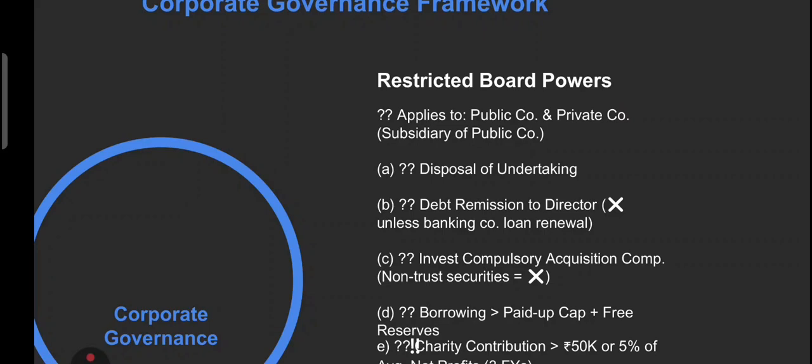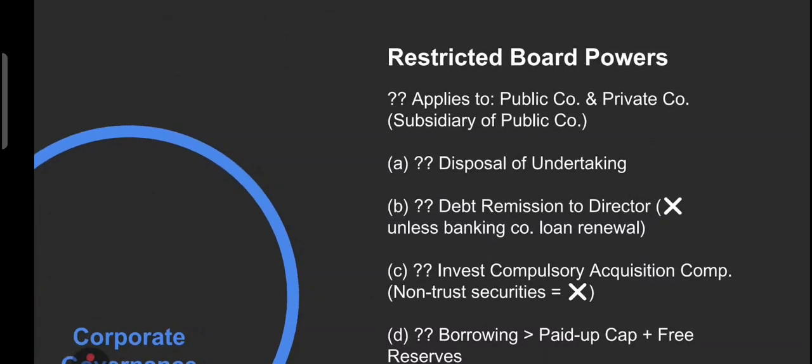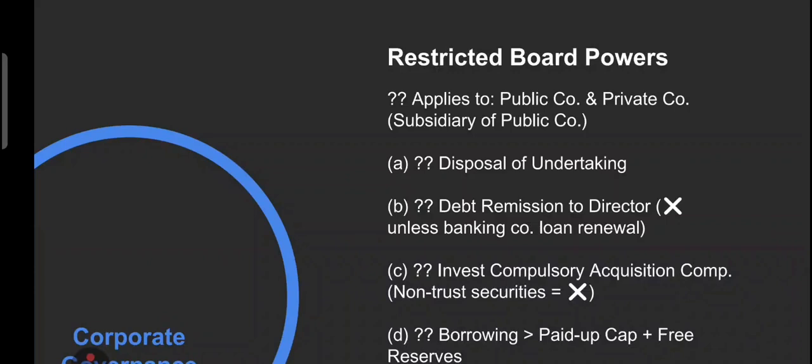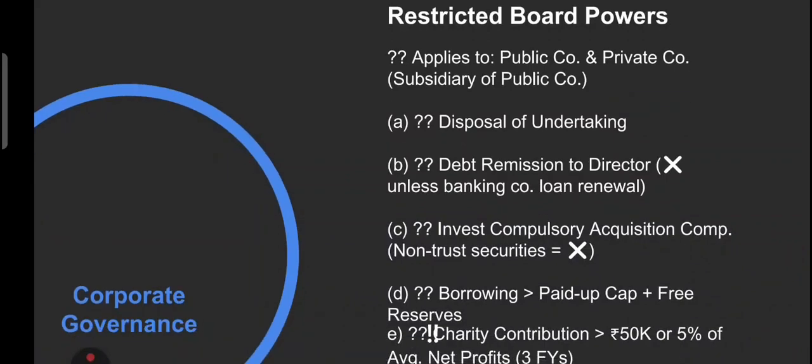Very, very important. Corporate governance is all about ensuring that companies are run fairly and transparently. Let's see what power the board has and where the restrictions are. First of all, restricted board power. The first point is disposal of undertaking, which means the board can't just sell off major assets without approval. Second point, debt remission to the director, which means giving debt forgiveness to the director is not allowed. Right, you can't give debt forgiveness to the director, no exception.